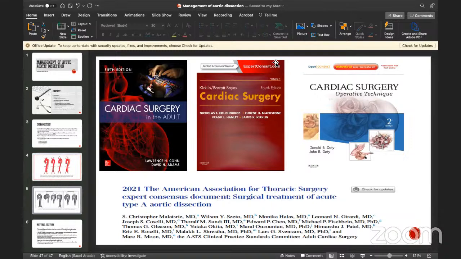The gold standard operation is a hemi-arch, standard hemi-arch with an open distal anastomosis. That's the gold standard operation, the bare minimum you can do for aortic dissection. Okay?